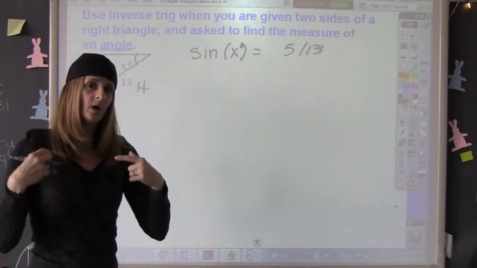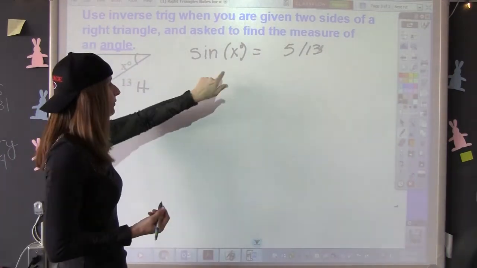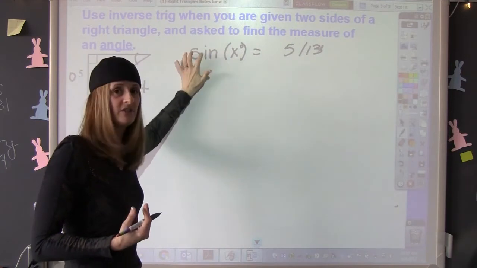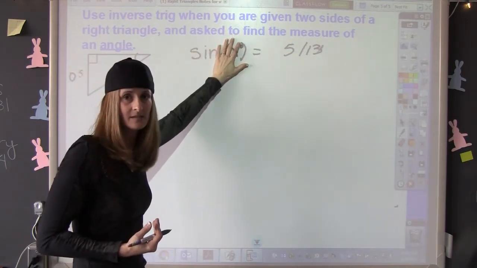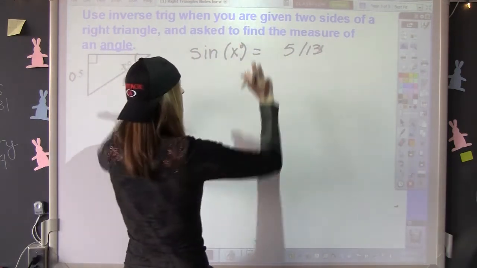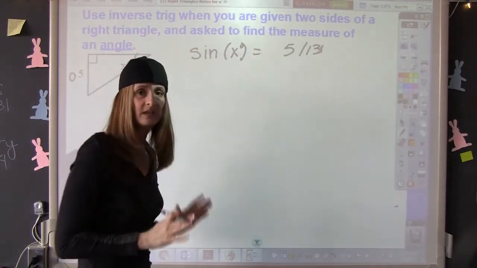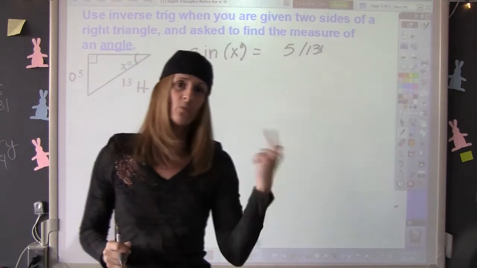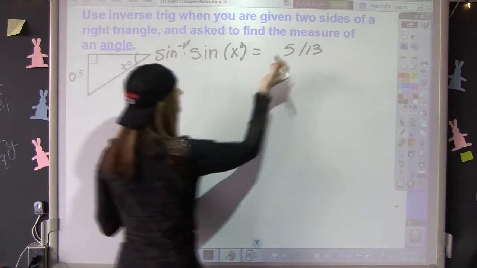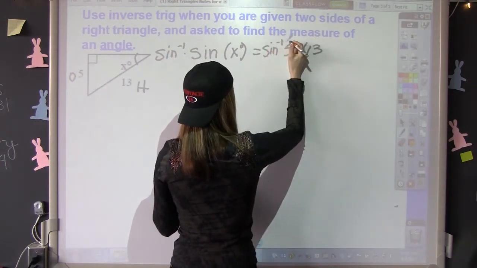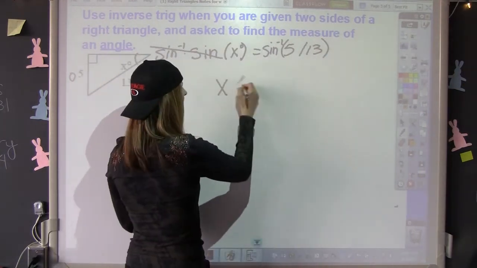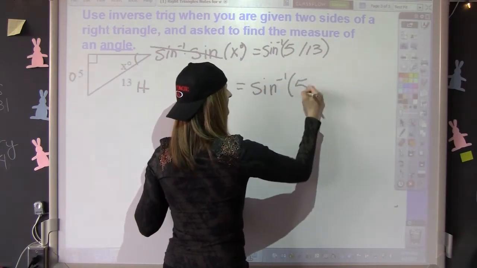Okay, now watch what happens. Our unknown is inside another function, so we have to do the opposite operation of this function to isolate this x. The opposite of sine is the inverse sine. So we're going to multiply both sides of this equation by the inverse sine. You're not going to do this every time. I just want to show you why you're using inverse sine. So you multiply both sides, those are going to cancel, and what you'll have is x equals the inverse sine of 5 divided by 13.